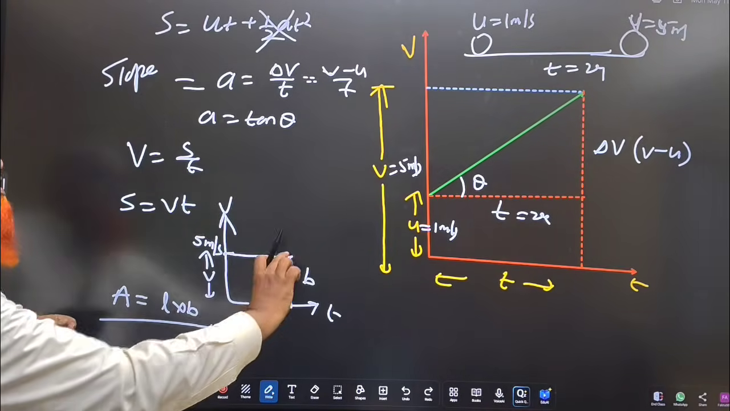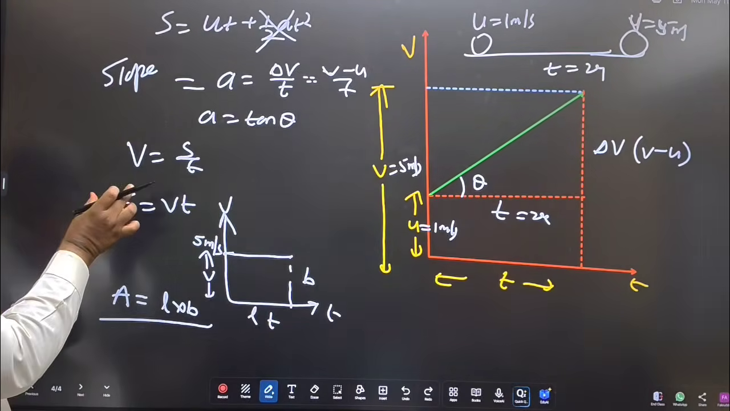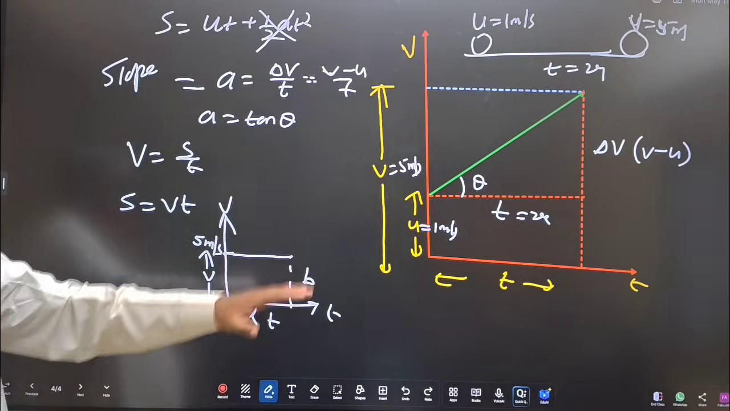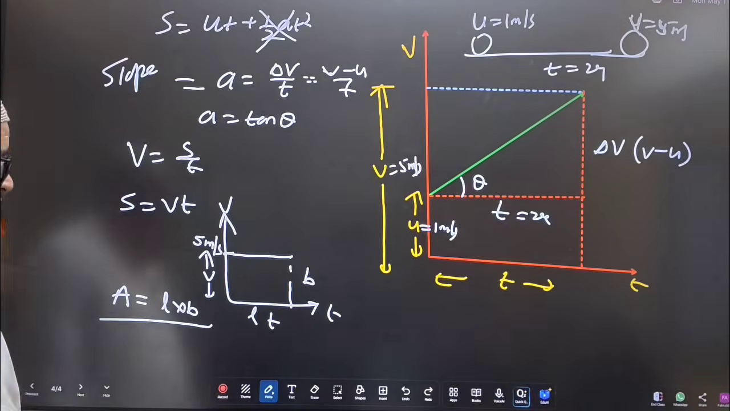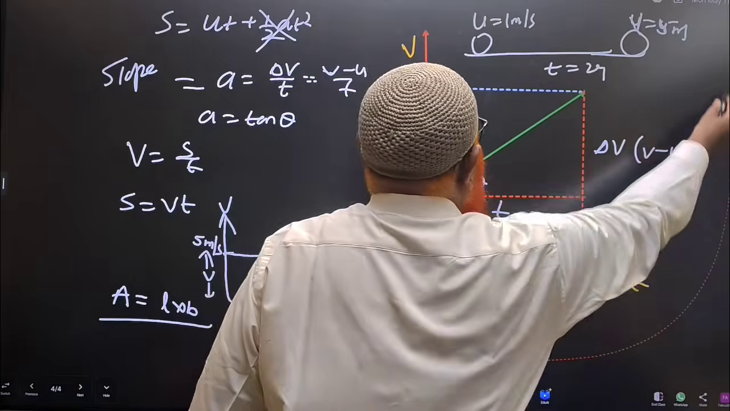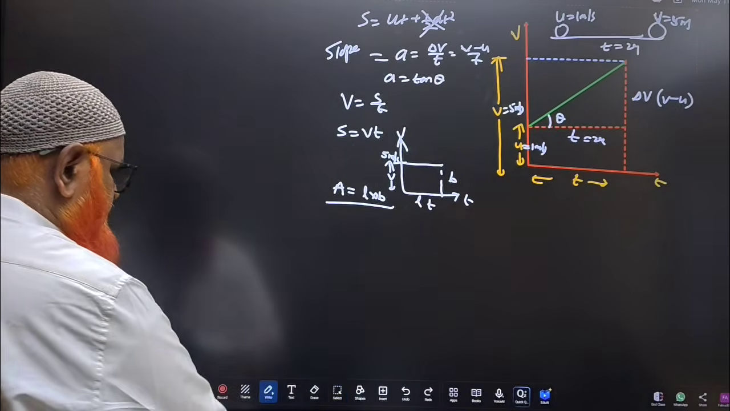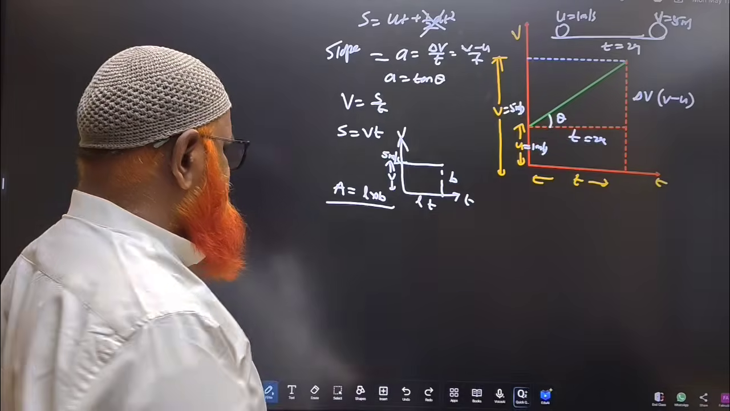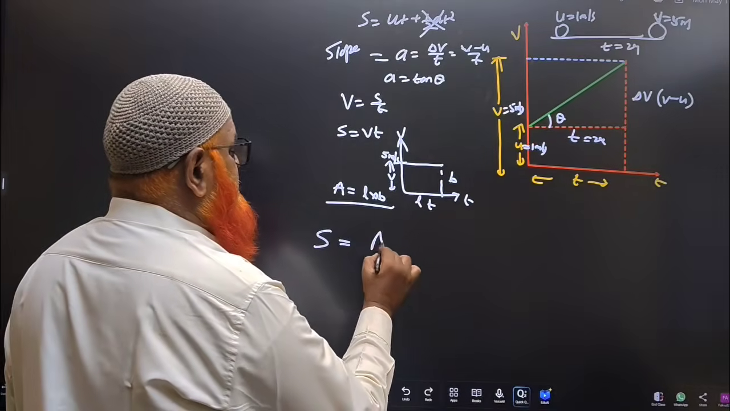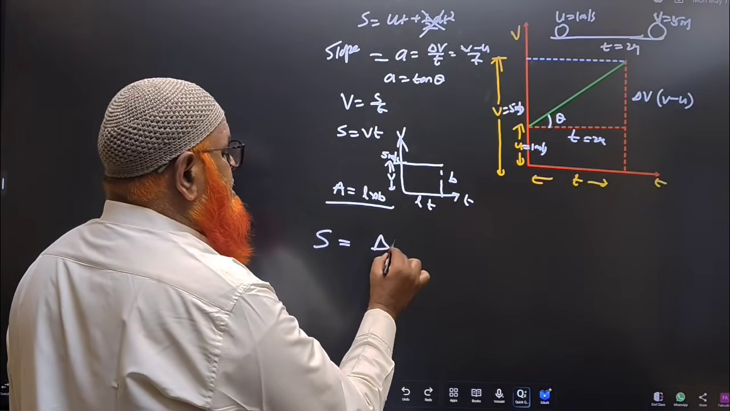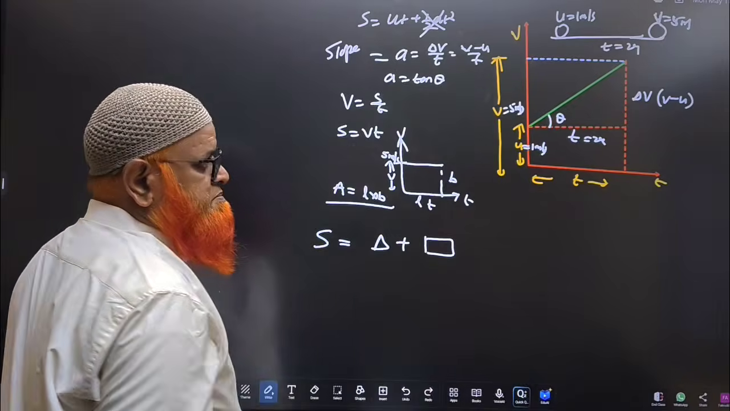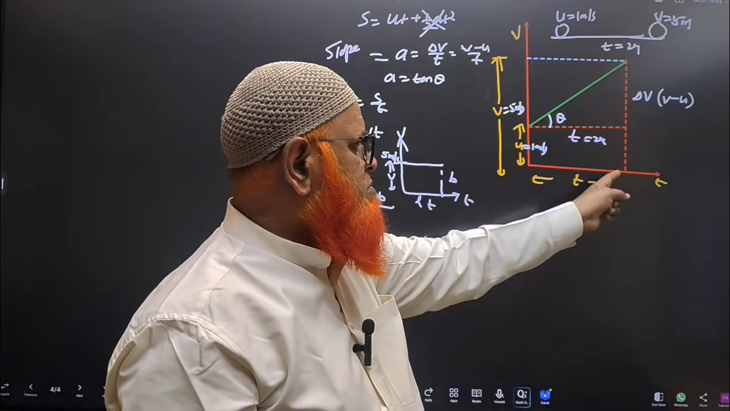The product of length into breadth also gives you area. So displacement is linked with area. So if you want to find out the displacement from this graph, you need to find out what is the area of this graph. So how are you going to find out the area of that graph? You just see here now. So displacement is nothing but area of a triangle plus area of a rectangle. This is going to be the triangle and this is going to be the rectangle.